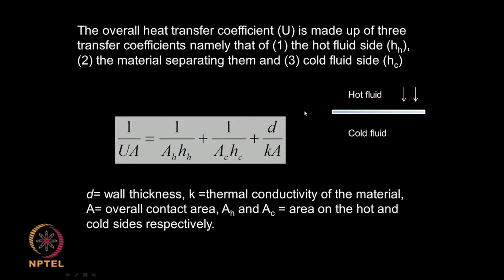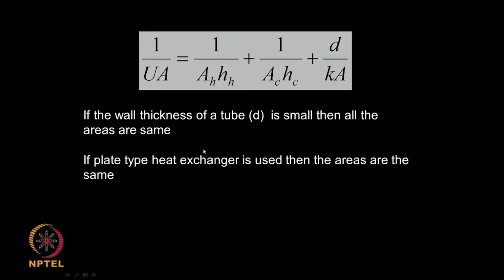Again you might have read this equation a long time back. This relates the overall heat transfer coefficient with the individual heat transfer coefficients. If the wall thickness of a tube is small, then all the areas will be equal. So, we have a simple equation of this form.